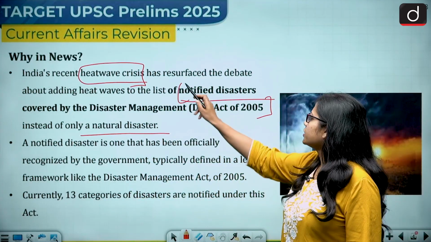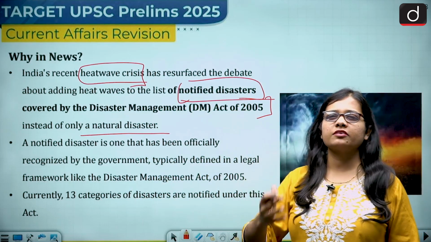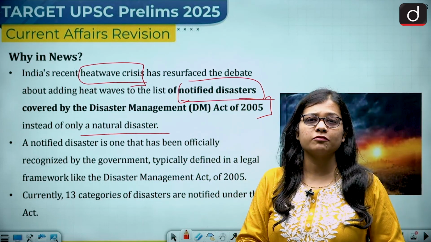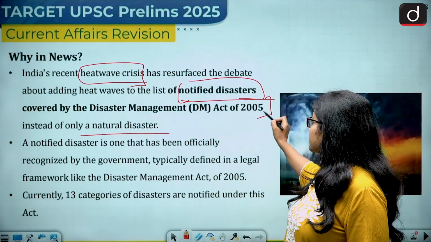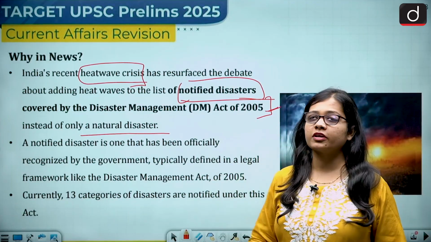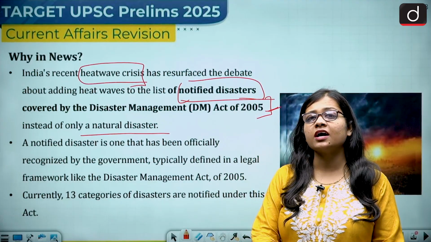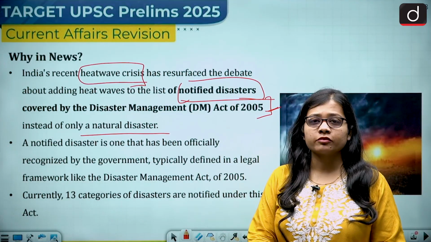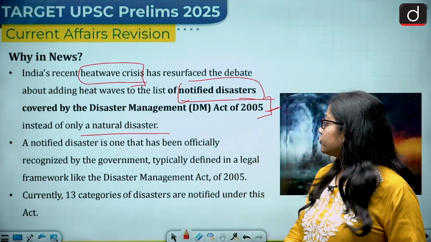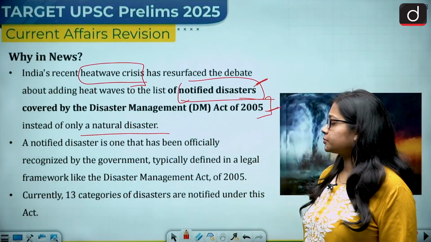of the notified disasters. Now, notified disasters are disasters which have legal backing by the government under the Disaster Management Act of 2005, and the funding is also provided by the state and the central government, but heat wave is not, till now, a notifiable or notified disaster.